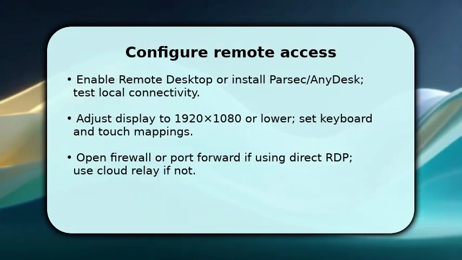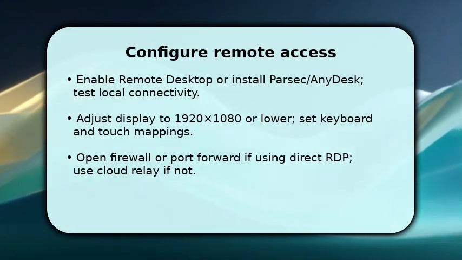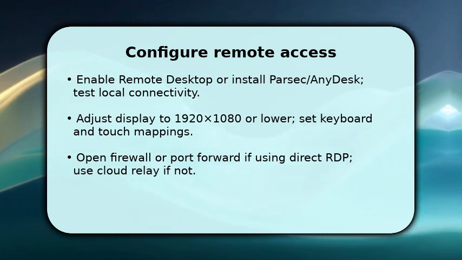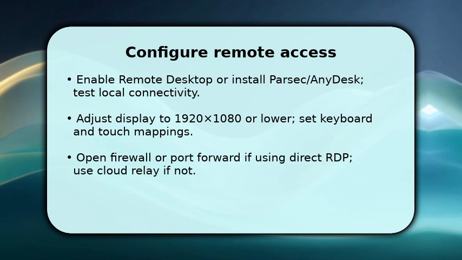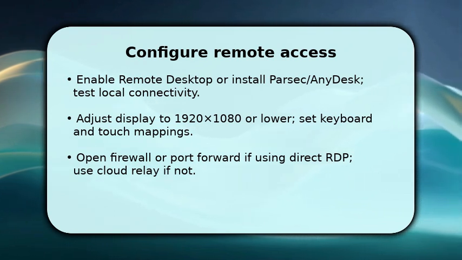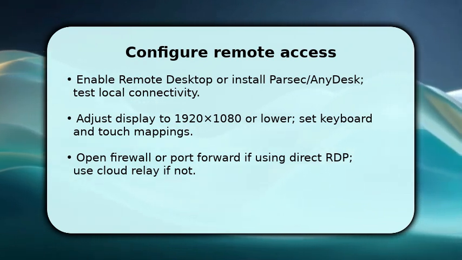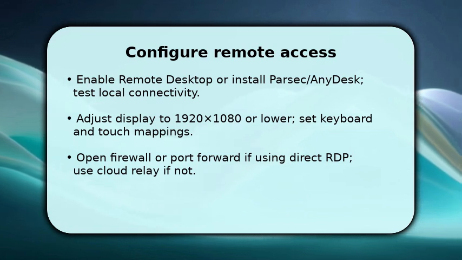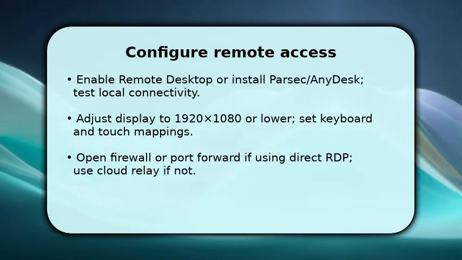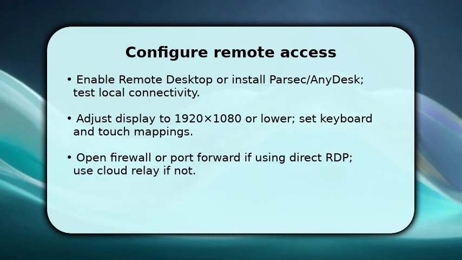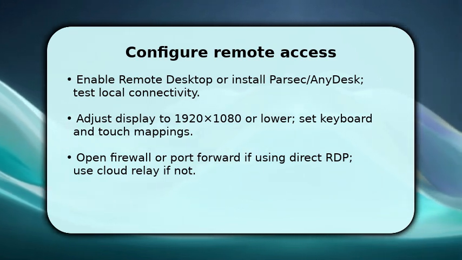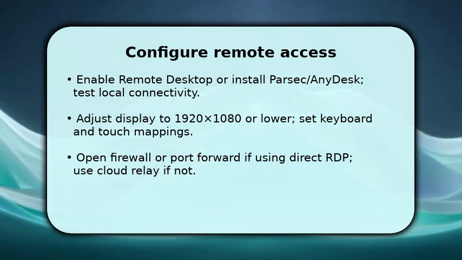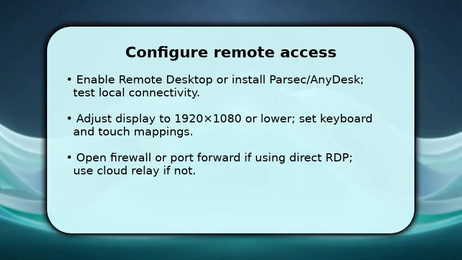Next, configure the remote access layer precisely. Enable Remote Desktop on Windows or install Parsec/AnyDesk and sign in. Test a local connection first to confirm responsiveness. Once connected, set the host display to 1920 x 1080 or lower to reduce bandwidth and enable touch or mouse emulation, mapping so Paint 3D responds to taps and stylus input. If you use direct RDP from outside your network, open the firewall and forward the RDP.